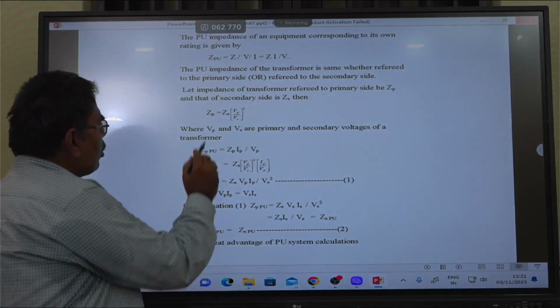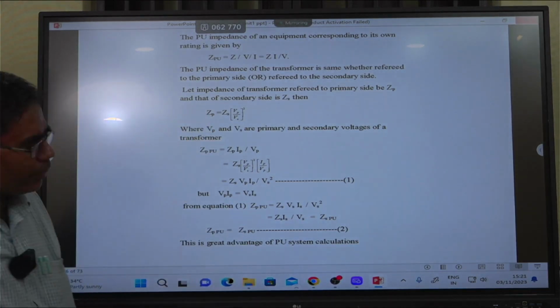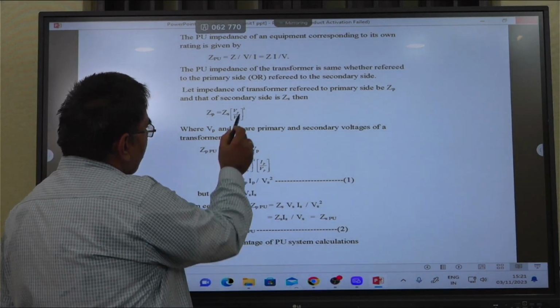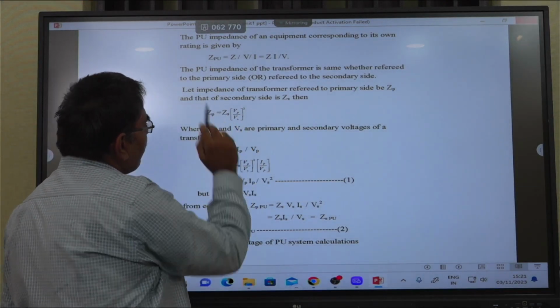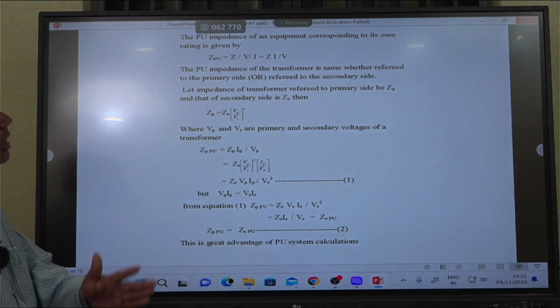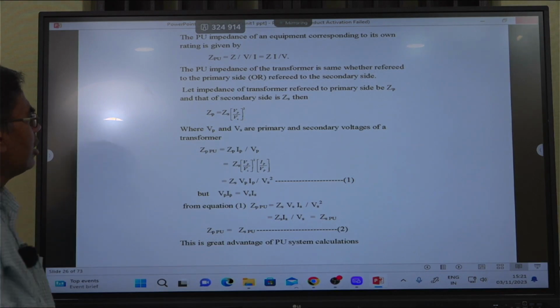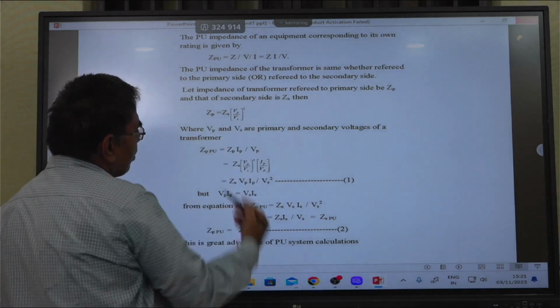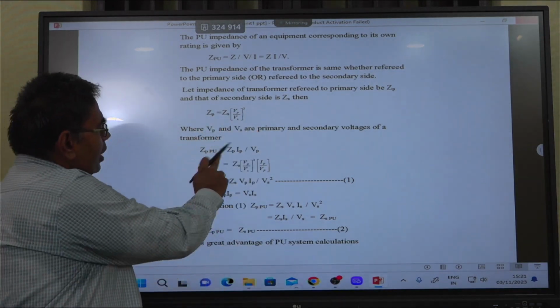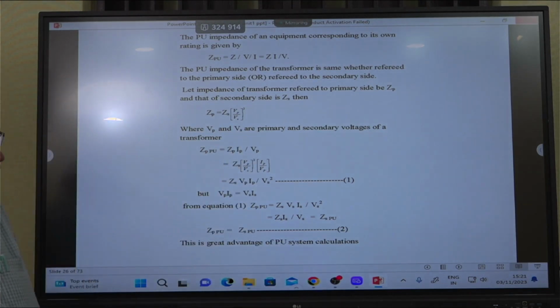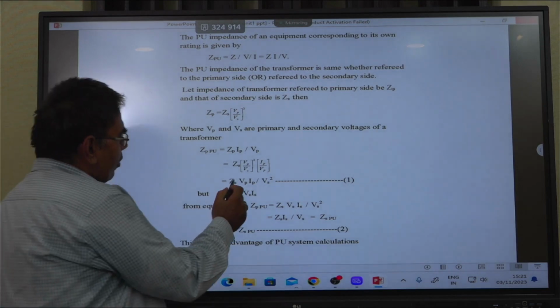The per unit impedance of the transformer referred to the primary side is Zp Ip divided by Vp. But Zp is equal to Zs into Vp by Vs whole square, the transformer secondary impedance transferred to the primary side. Then the per unit impedance is Zp per unit equal to Zp into Ip divided by Vp. That is the per unit impedance of the transformer referred to the primary side. Then Zs per unit is similarly obtained.